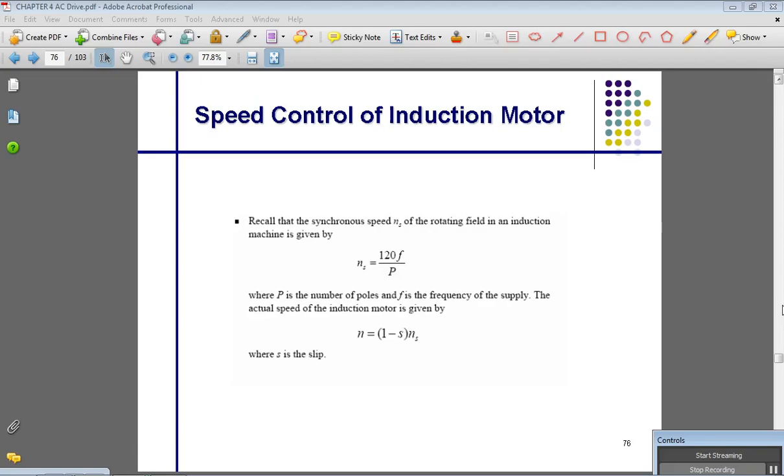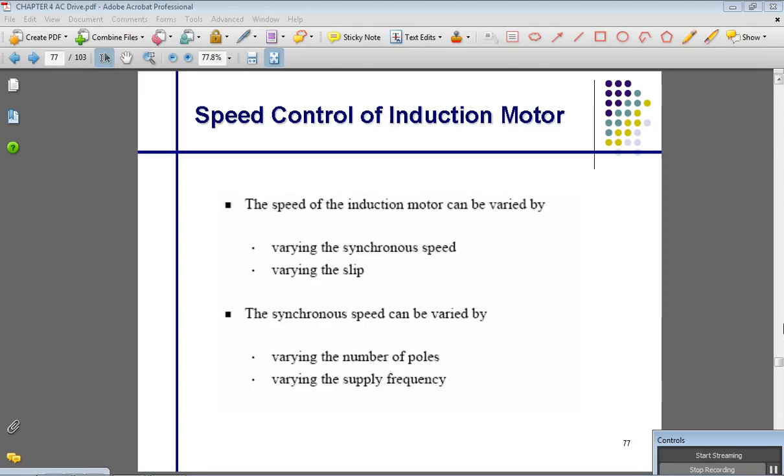The actual speed of the induction motor is given by N = (1 - S) Ns, where S is the slip. Looking at the equation for N, the rotor speed, it shows that changing the slip value can also change the speed of an induction motor. So we can control the speed of an induction motor by modifying these two elements: number one, by varying the synchronous speed, or number two, by varying the slip.